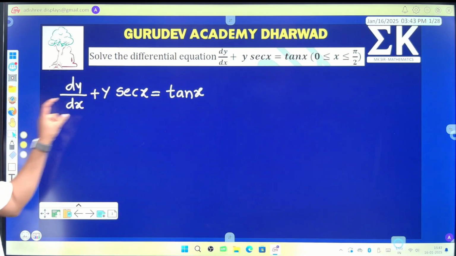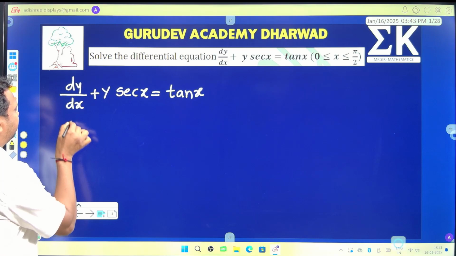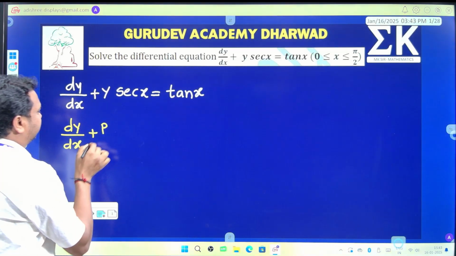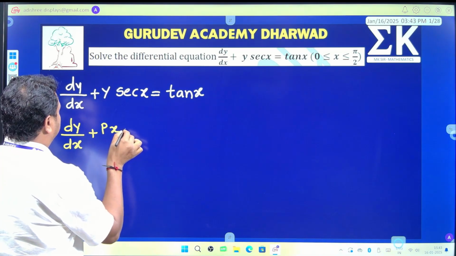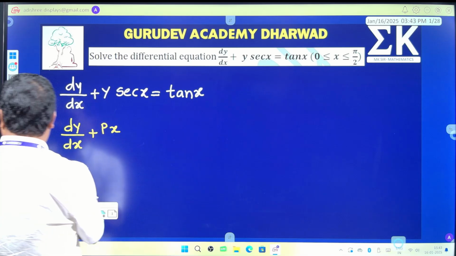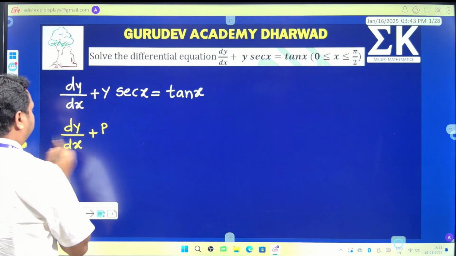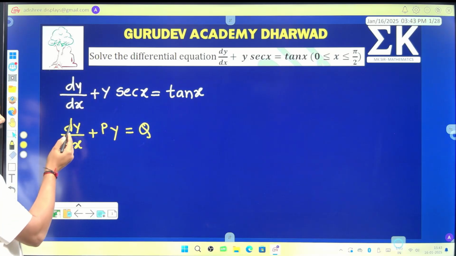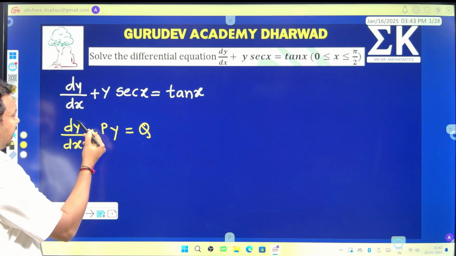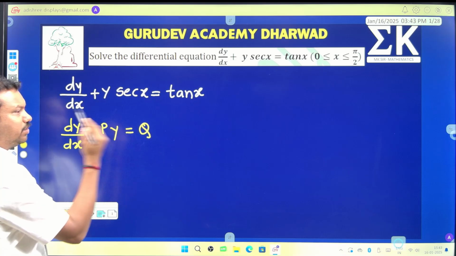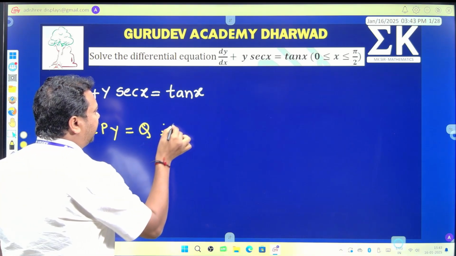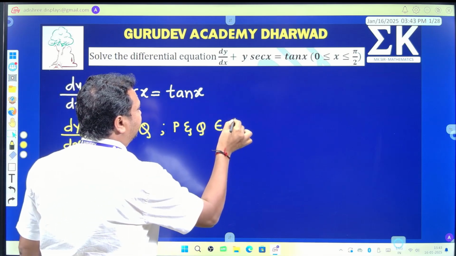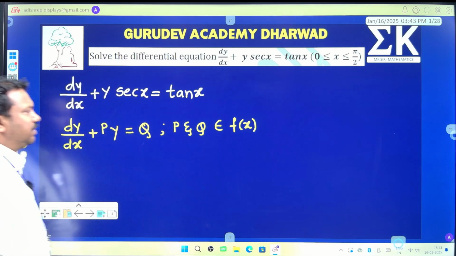When I observe this particular problem, it is a standard form of differential equation called linear differential equation, that is dy by dx plus P into y is equal to Q. So this represents the standard form of linear differential equation, dy by dx plus P into y is equal to Q, where P and Q are functions of x, isn't it? They are functions of x, right?